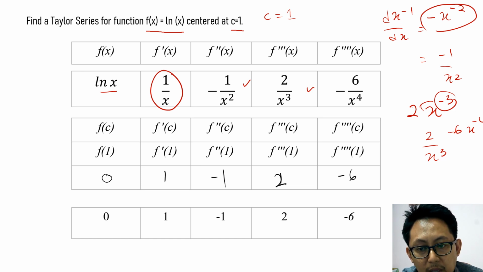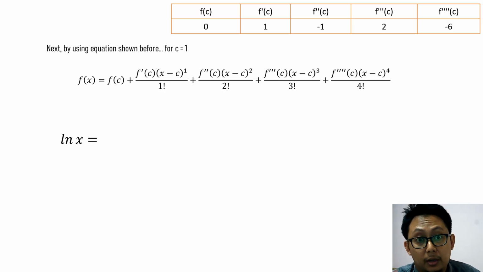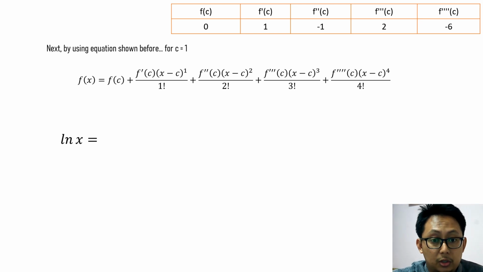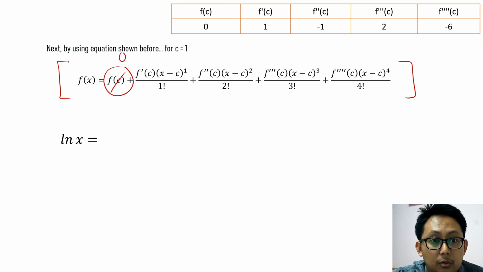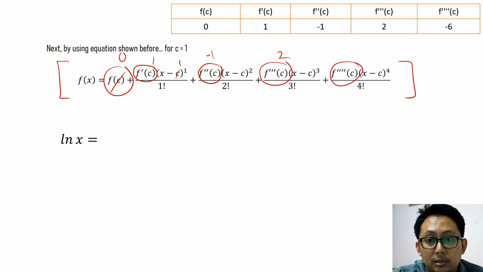So we call back the equation that I already showed before, and we can substitute with the function. f of c is equal to 0 here. f prime of c equal to 1, where c is equal to 1. This one is equal to minus 1, this one is 2, and this one is minus 6. And then we have c changed to 1.